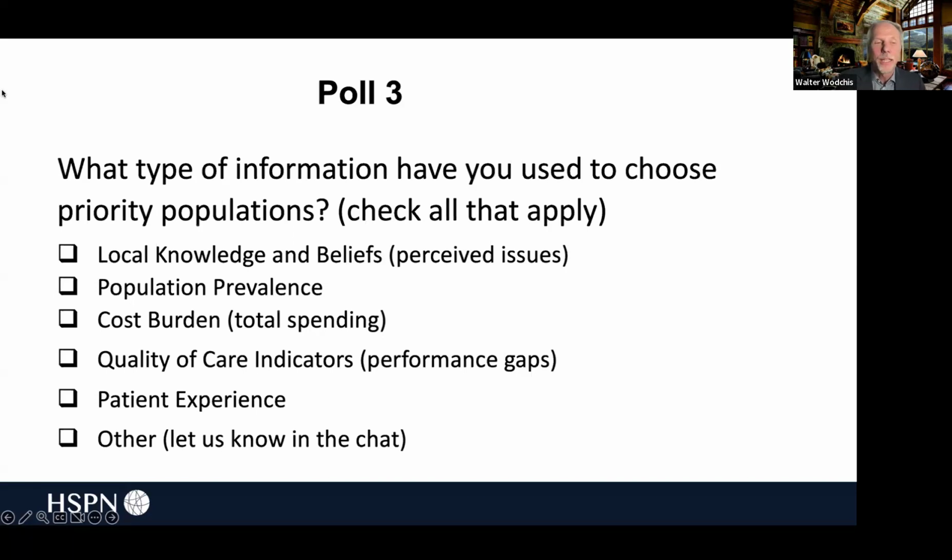Matt said they started with spending. Where were they spending a lot of the money? Quality of care, are you looking for where the gaps might be in quality of care? And or do you use patient experience? And if you have other examples that aren't in this list about the type of information you're using to choose priority populations, let us know. And please pop that into the chat.